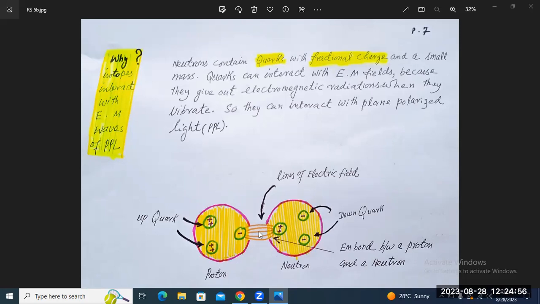This is due to the presence of the electric field because these are charged particles: this up quark, this down quark, this down quark, this down quark. Being charged particles, they have electric fields. They also have electromagnetic waves. So they can interact with the electromagnetic waves which would be coming externally as plane polarized light. That is the reason why the higher isotopes would be represented as the higher atomic number. So they will behave like the higher atomic numbers.